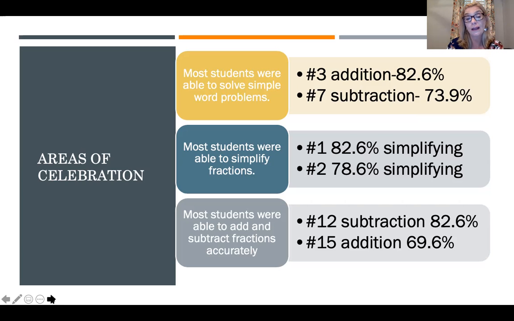Also, most students were able to simplify fractions. Number 1 and number 2 were examples of that. 82.6% and 78.6% of students were able to get those questions right when it came to simplifying. And then most students were able to add and subtract fractions accurately. Number 12 and number 15 were examples of those types of questions, and 82.6% and 69.6% of students were able to get those questions correct.